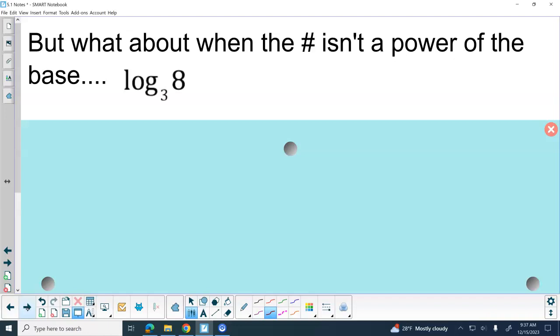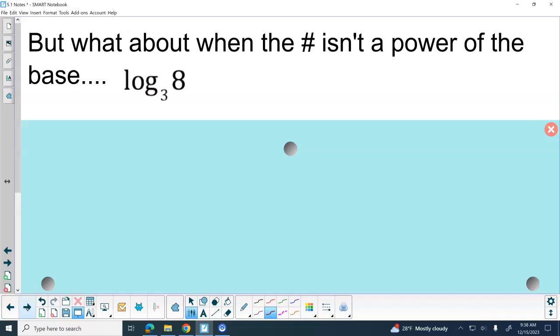3 times 3 is 9, not 8. So it's not 2. 3 times 3 times 3 is 27, not 8. So it's not 3. 3 to the first power is 3, not 8. Okay. So in this particular case, we just don't know.